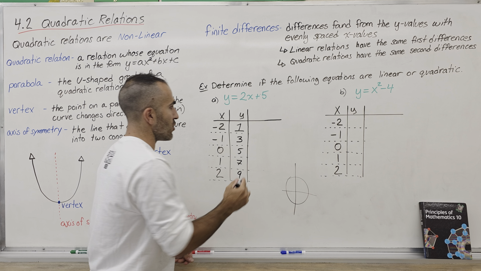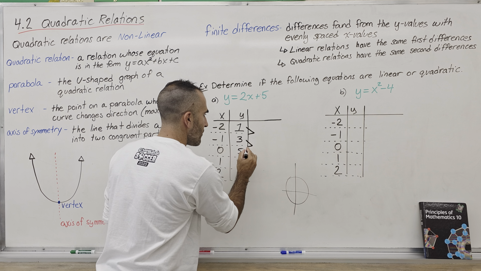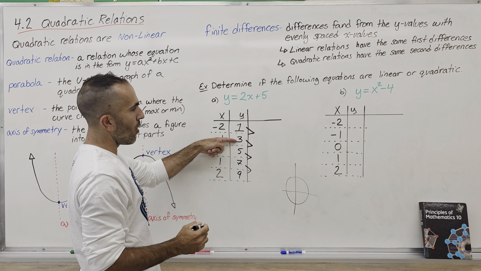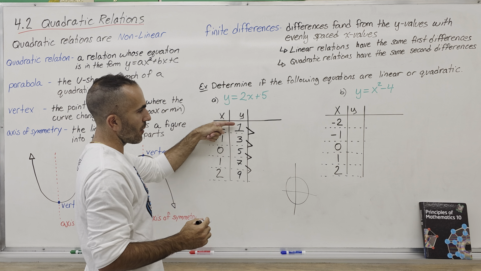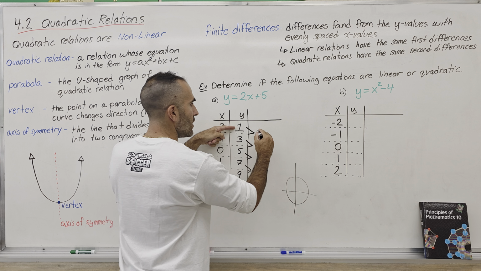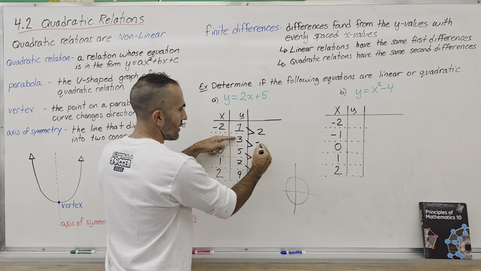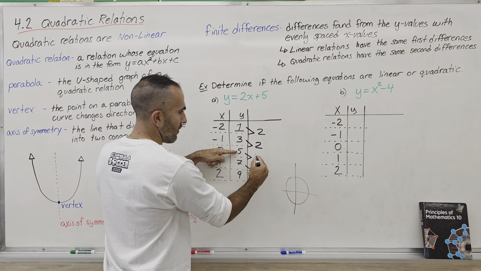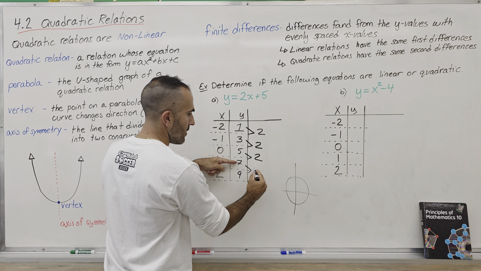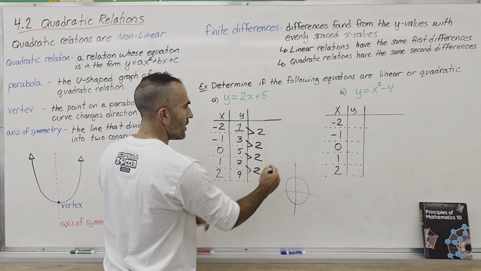Now, what first differences are, which you should know, I subtract the top number from the bottom number. So 3 minus 1 is 2. 5 minus 3 is 2. 7 minus 5, 2. 9 minus 7, 2.